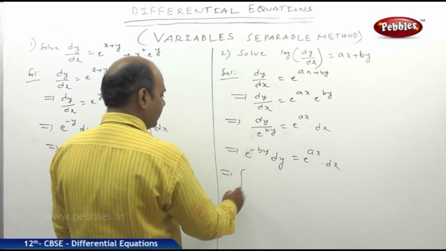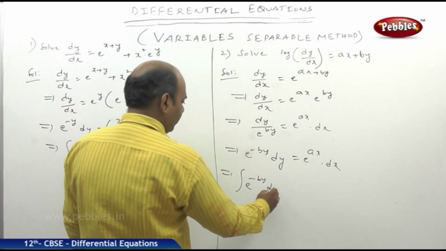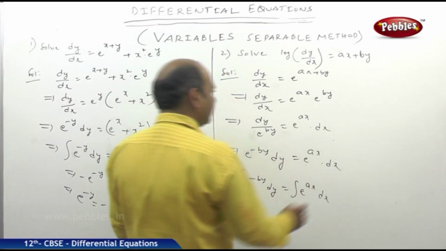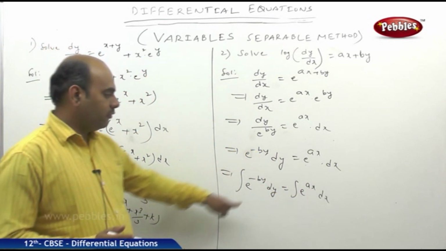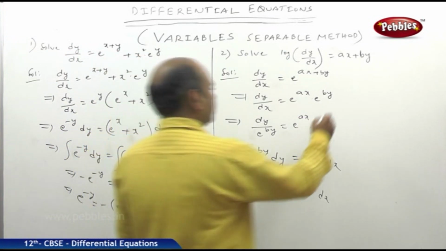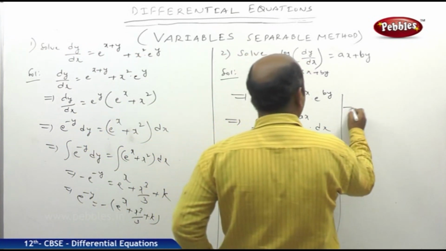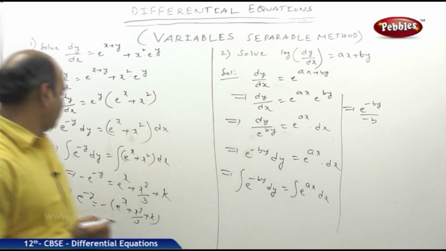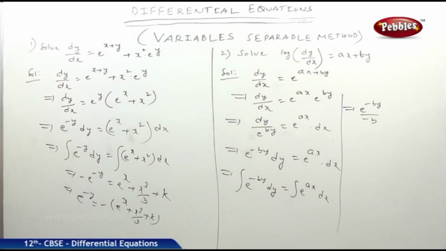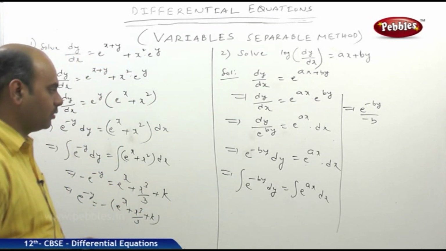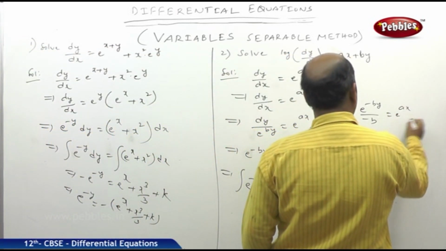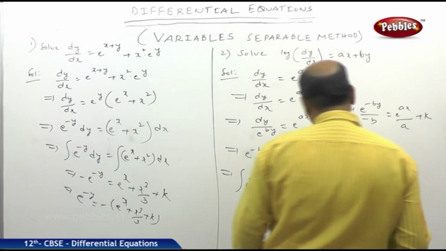So integral of e power minus by dy is equal to integral of e power ax dx. We need to find the integral. That implies e power minus by over minus b, because while doing the integral, whatever coefficient is there comes to the denominator. So e power minus by over minus b is equal to e power ax by a plus k.